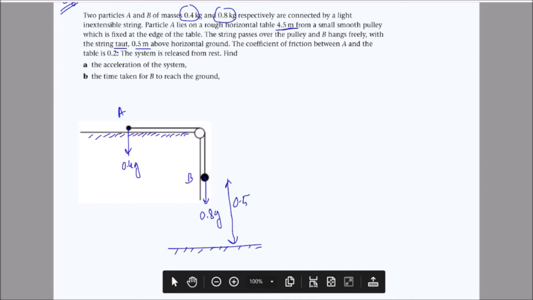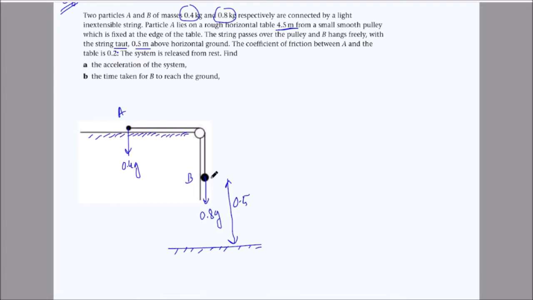The forces are tension and weight. I have already included weight. For B, the tension is vertically upward, as in away from the body, and for particle A, since it's horizontal, the tension is towards the right because it has to act away from the body. Besides, the system was initially at rest.